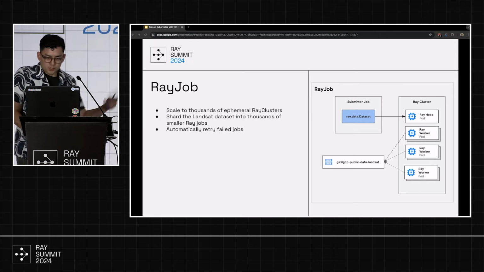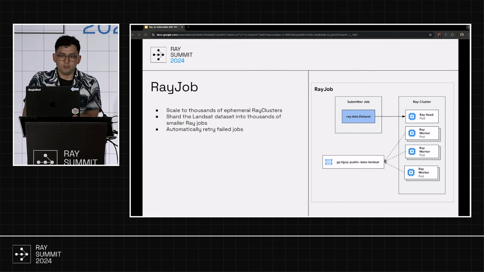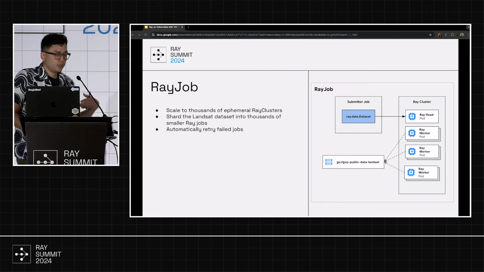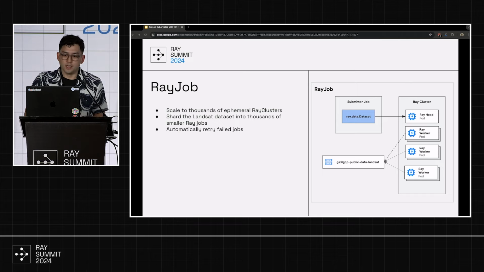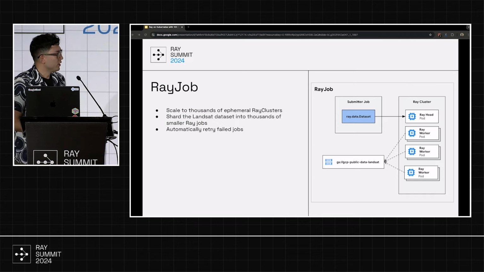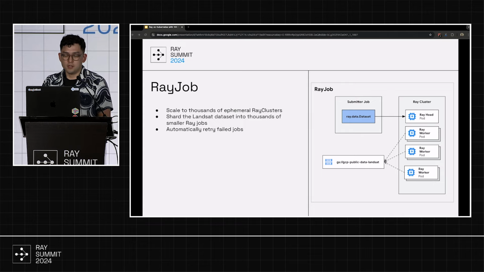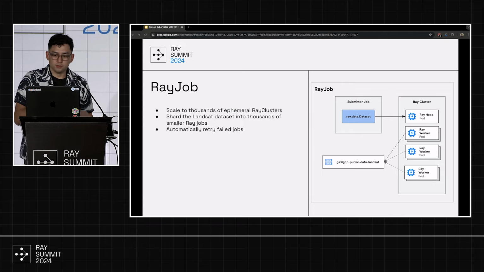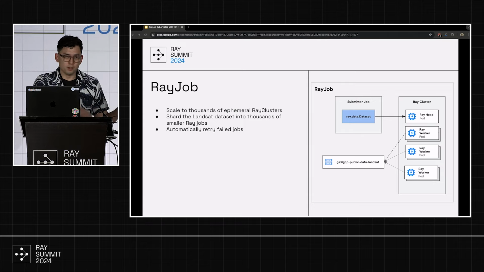This is really expensive to do at the scale of thousands of pods. So to fully optimize for the scale that GKE can support in a reliable and fault-tolerant way, we leveraged Ray job from KubeRay to scale out to thousands of ephemeral Ray clusters. This way, we can shard the data set across thousands of Ray jobs and automatically retry individual Ray jobs if they fail for whatever reason.